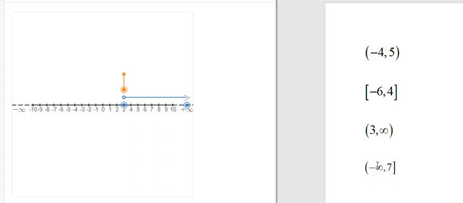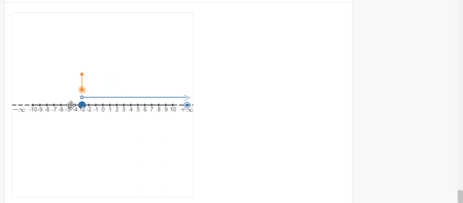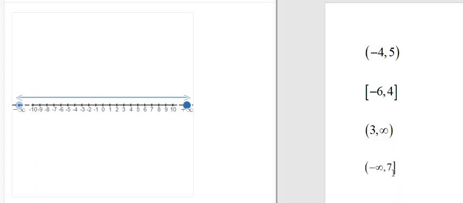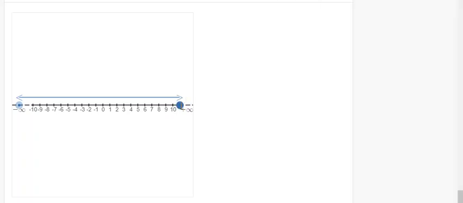Now let's look at the one from negative infinity to 7. Same idea, except from left to right, you're going from negative infinity. So you move this all the way to the left. You see how the arrow's pointing to the left? And then we want to go all the way to 7 with a bracket. So you're going to take this right here and move it to 7. Since this is already closed, that's going to be the bracket. And so that's going from negative infinity to 7.